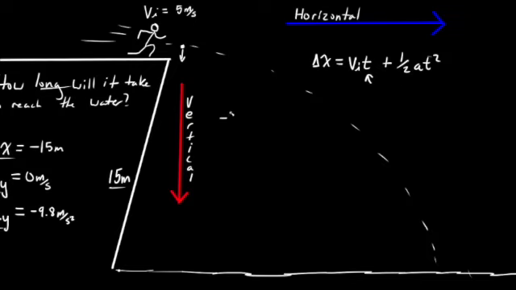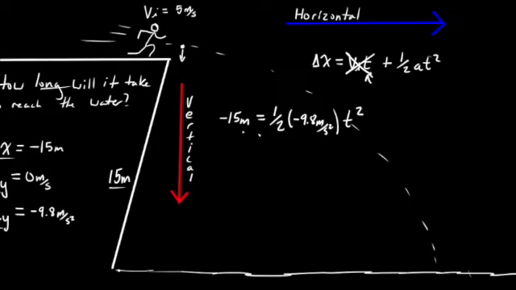We have negative 15 meters. Now this part of the equation can actually just go away because my initial velocity is 0, and anything times 0 is just going to be 0. So I can cancel that part out. I don't even need that part of the equation. And I'm going to have 1/2 times negative 9.8 meters per second squared times the time squared.